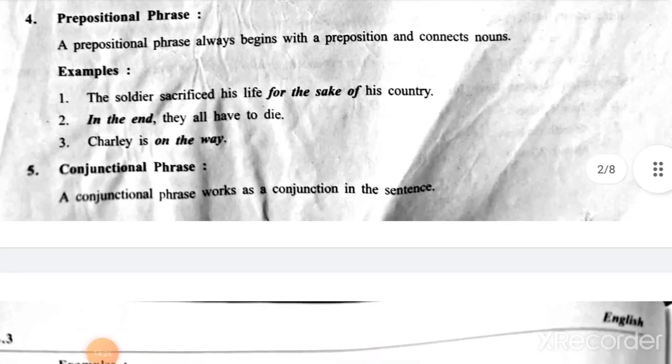Conjunctional phrase. A conjunctional phrase works as a conjunction in the sentence.